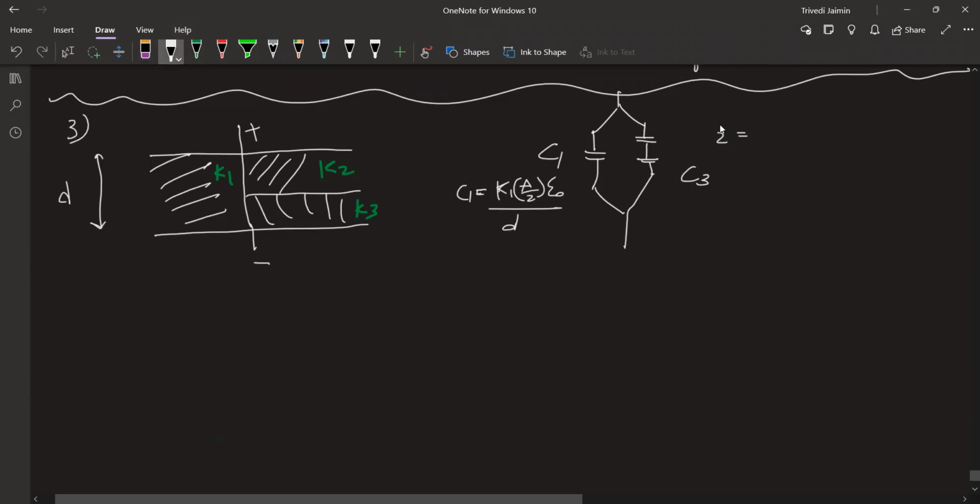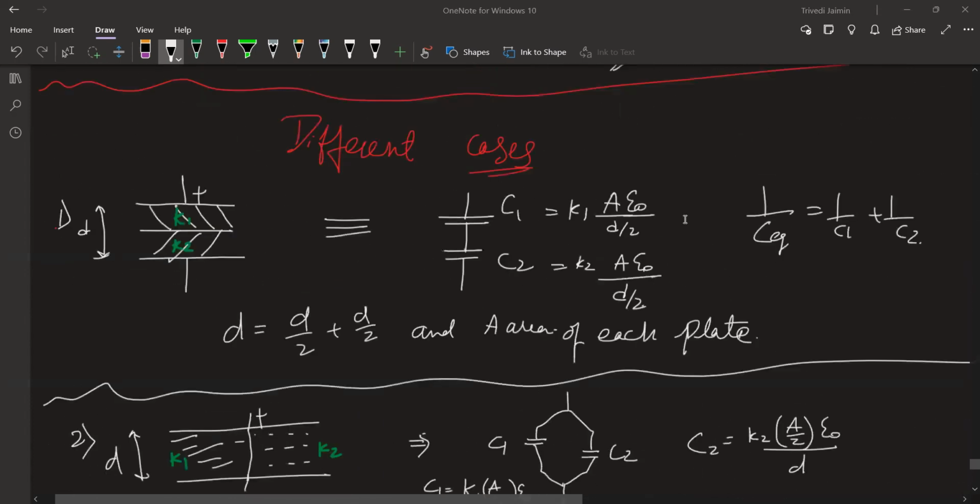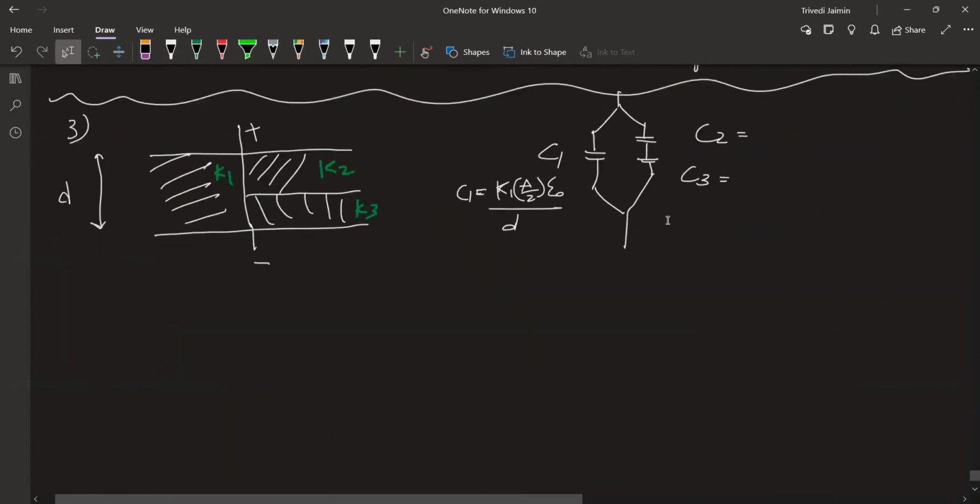Yeah, try. So A by 4 and A by 4. Now go back to the first one. What were we dividing? D by 2. So it is not just D by 2, but it is half area and half D.